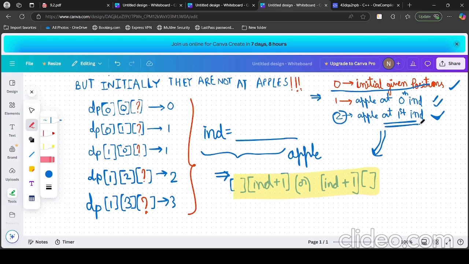And similarly the same for Bob. If B is 0, it means that he is at the initial given coordinate, and if it is 1, he is at the 0th index apple. If it is 2, he is at the first index apple, and so on.